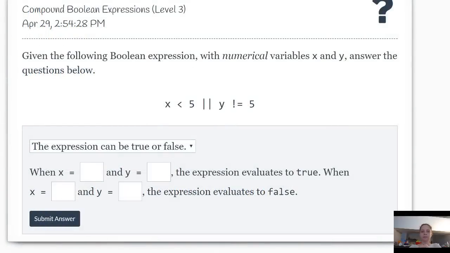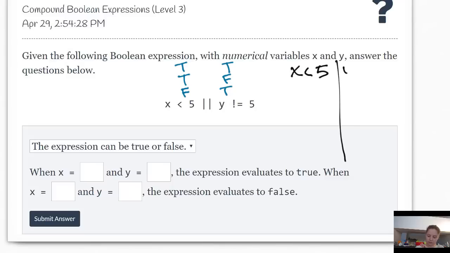Compound Boolean expressions level 3. Given the following Boolean expression with numerical variables x and y, answer the questions below. X is less than 5 or y is not equal to 5. With this OR gate, remember there are 3 scenarios where OR is true. We can have true and true, true and false, or false and true. Okay, so let me make a little table of possible values. We want to test the OR.